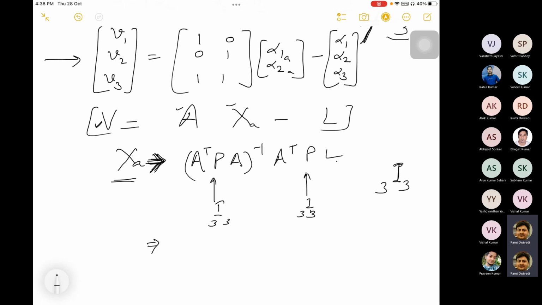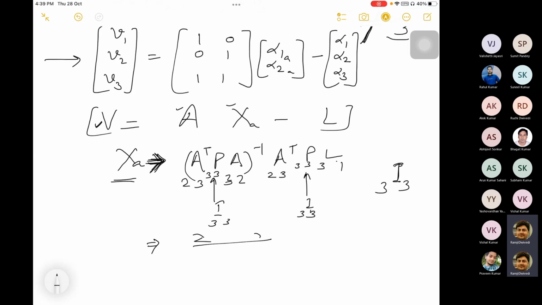Now A is 3 cross 2. A transpose would be 2 cross 3. P is 3 cross 3. Again, A is 3 cross 2. Then A transpose is 2 cross 3. Again, P is 3 cross 3. Observation L is 3 cross 1. So the answer would be 2 cross 1. That means our equation is fully justified.